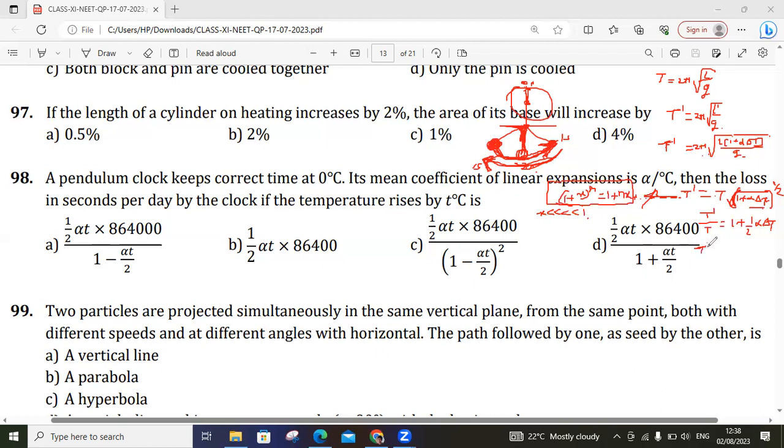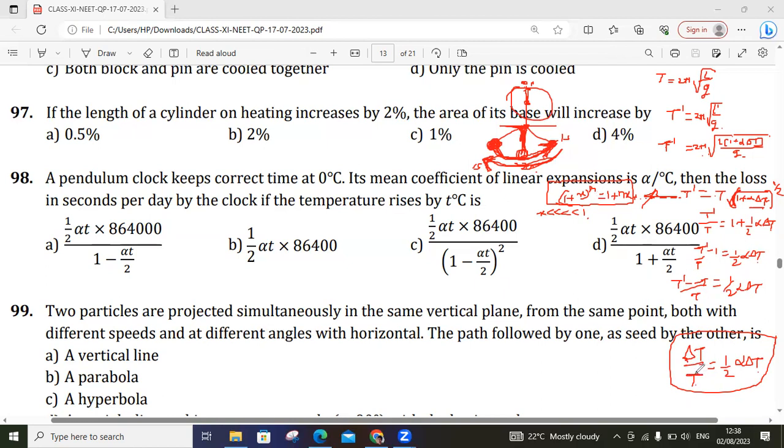So what will we get now? T dash by T minus 1, you take this side, is equal to half alpha delta T. You'll get T dash minus T divided by T is equal to half alpha delta T. That is, T dash minus T is delta T. That is change in time period by initial time period is equal to half alpha delta T. So this is the important formula. So half alpha delta T is the fractional change in time period.